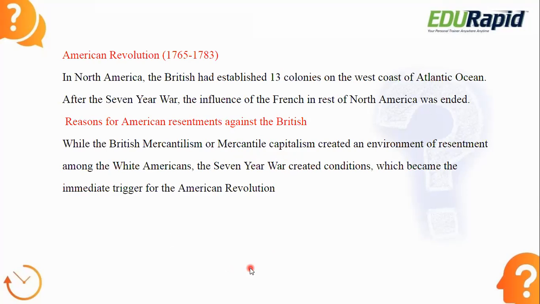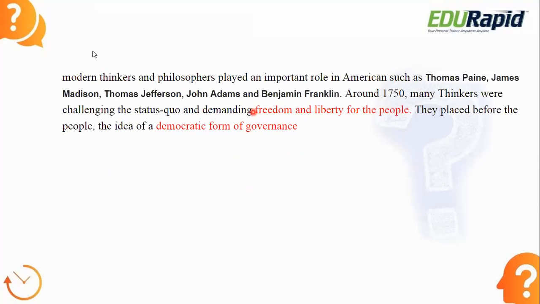Obviously the American people got jealous about it. Not only jealous, it was a wrong thing to do. The British did the same in other colonies also. I hope it is clear what the mercantile capitalism system is all about. So keep in mind that this is one basic economic reason why the American Revolution happened. One is mercantile capitalism. Next is modern thinkers and philosophers.